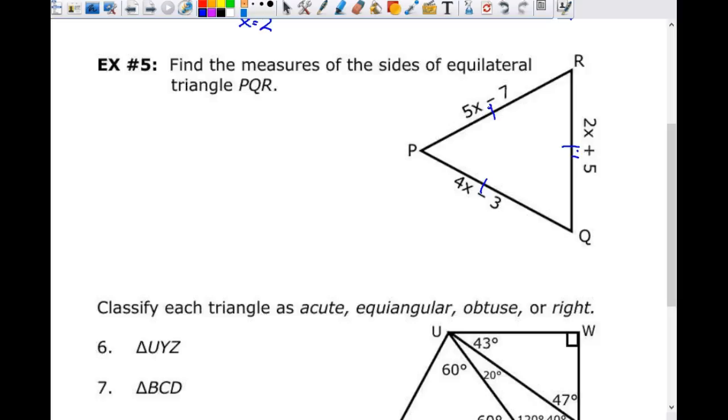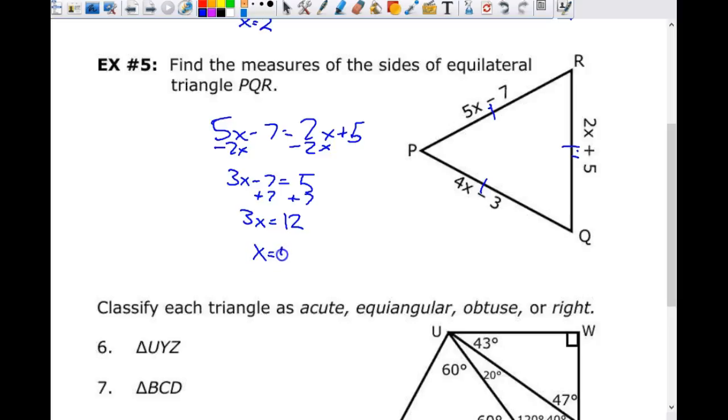Who knows what the easiest one is, though? Okay, 2x, 5x minus 7. Oh, 2x plus 5? Okay, set those 2 equal to each other. It's not the easiest one, but okay. These two would be the easiest. You have a 5 and a 4, that's a difference of 1. You wouldn't have to divide. So now we have minus 2x minus 2x. That's 3x minus 7 is equal to 5. Plus 7 plus 7. 3x is equal to 12. X is equal to 4.